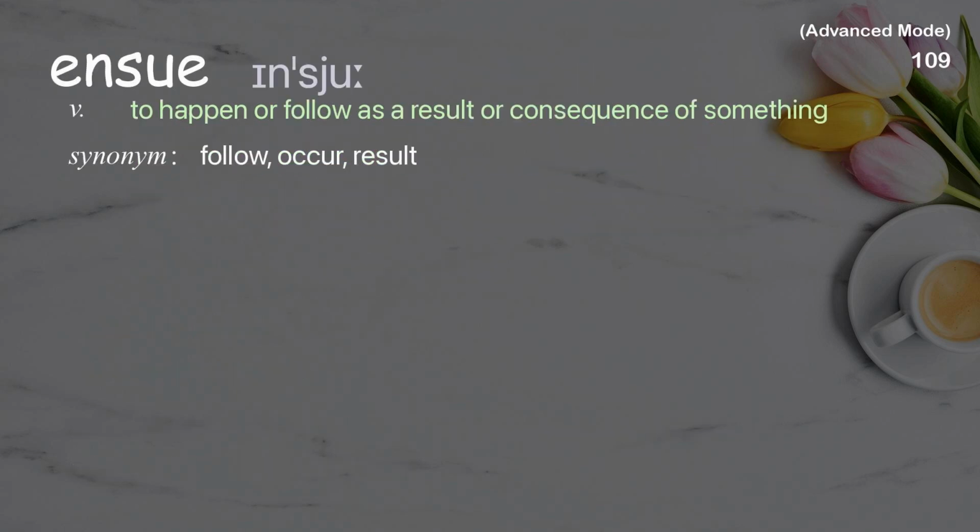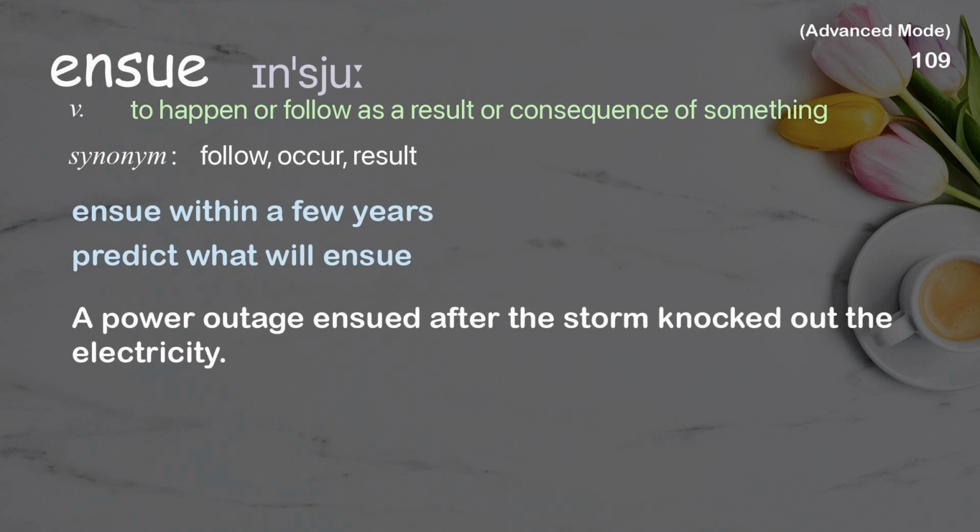Ensue. To happen or follow as a result or consequence of something. Examples: ensue within a few years, predict what will ensue. A power outage ensued after the storm knocked out the electricity.